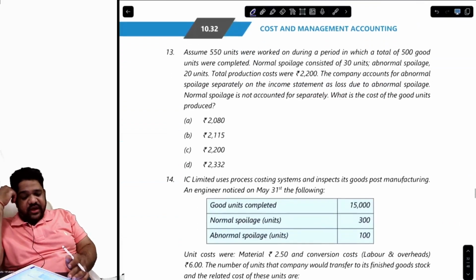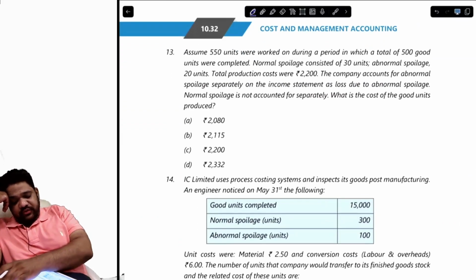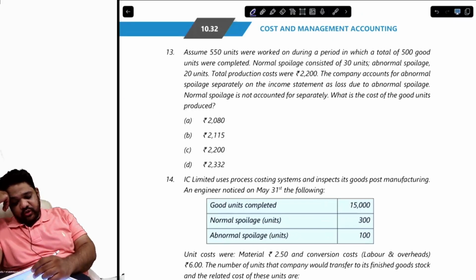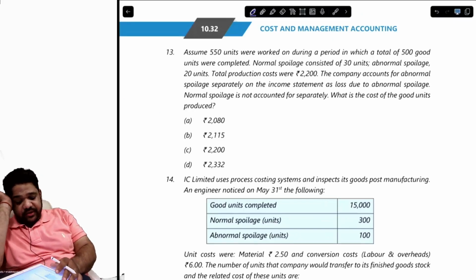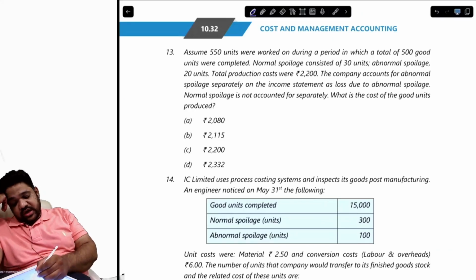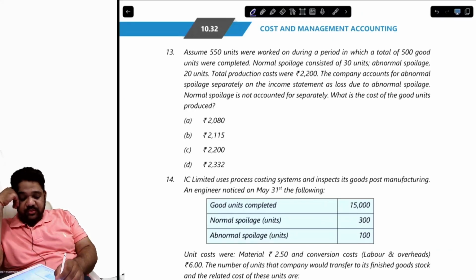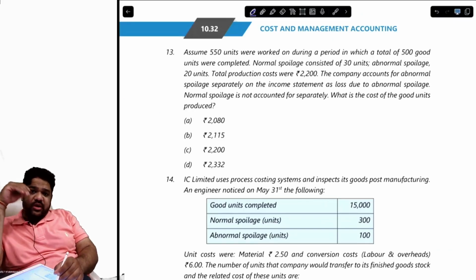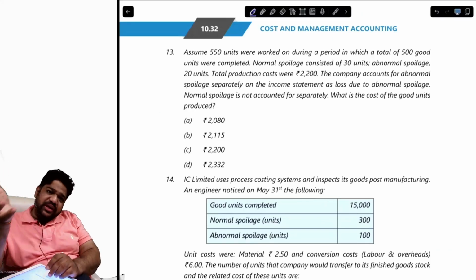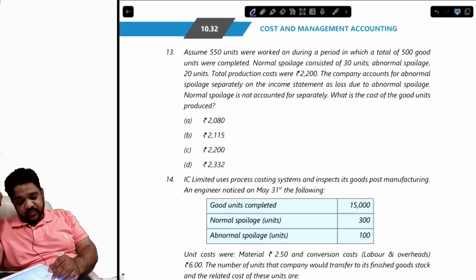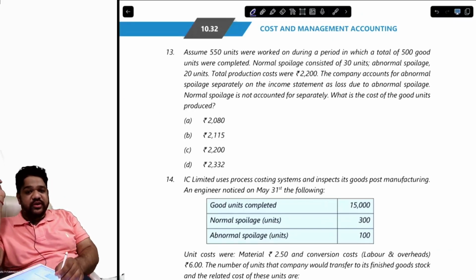Then what do we have? Assume 550 units were worked on in a period in which a total of 500 good units were completed. Normal spoilage is 30 units, abnormal spoilage 20 units. Total production costs were 2,200. Company accounts for abnormal spoilage separately on the income statement as loss due to abnormal spoilage. Normal spoilage is not accounted separately. We don't even account separately for that. What is the cost of good units produced?